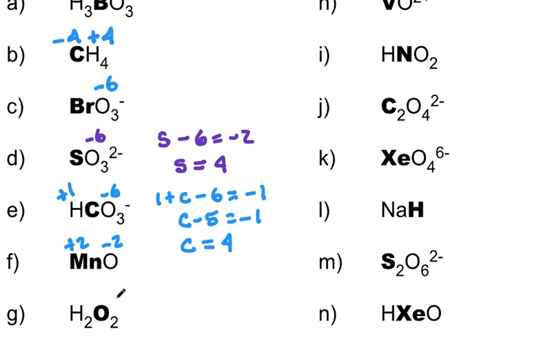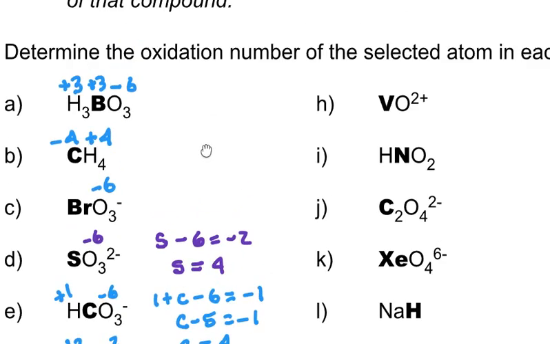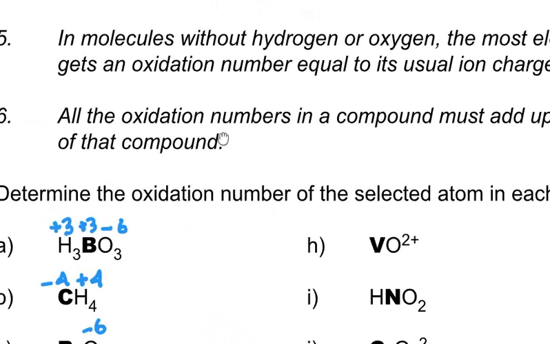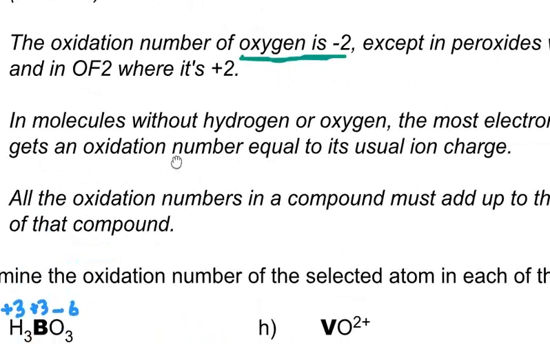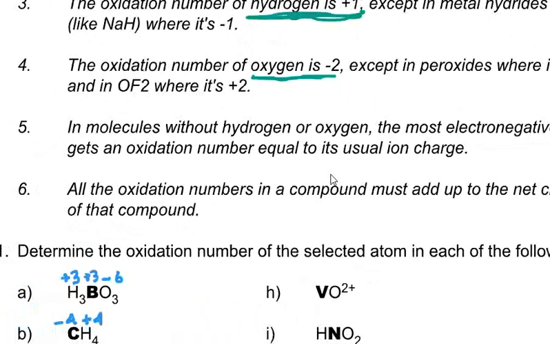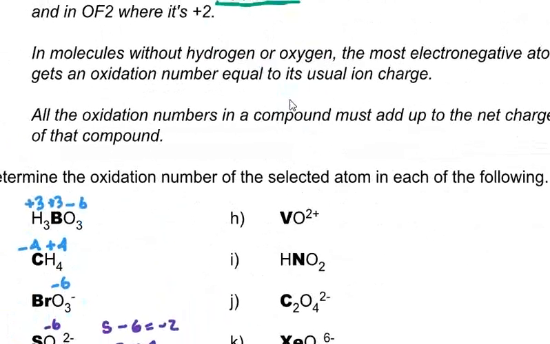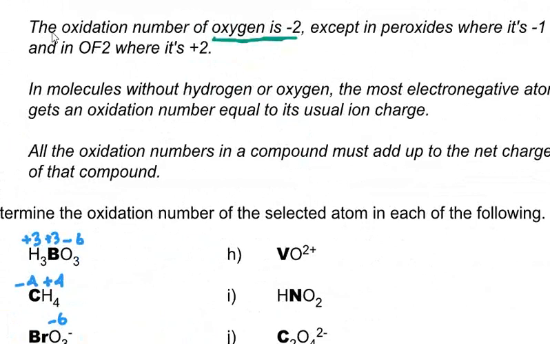And here's one that you could easily get wrong if you didn't know some little details. So let me just scroll back up to the rules for a second. H2O2 is hydrogen peroxide, and this is one of our little exceptions. All right, I have to zoom out a little bit. Right here. The oxidation number of oxygen is minus 2, usually, except in peroxides, where it's minus 1.